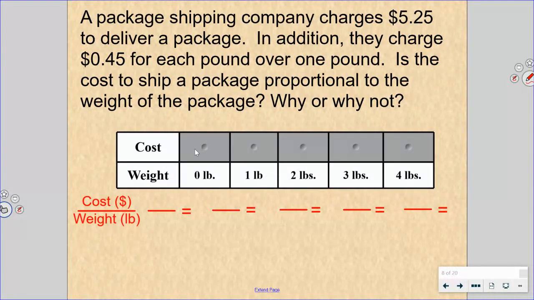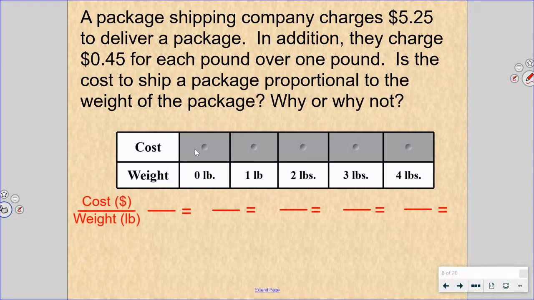A package shipping company charges $5.25 to deliver a package. In addition, they charge 45 cents for each pound over 1 pound. Is the cost to ship a package proportional or not? And explain why or why not.